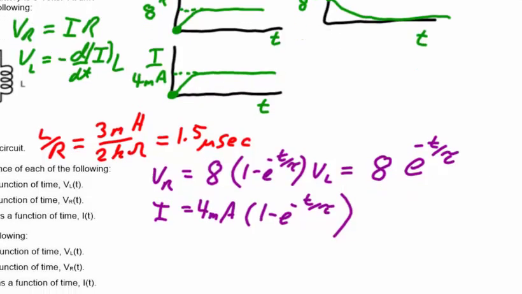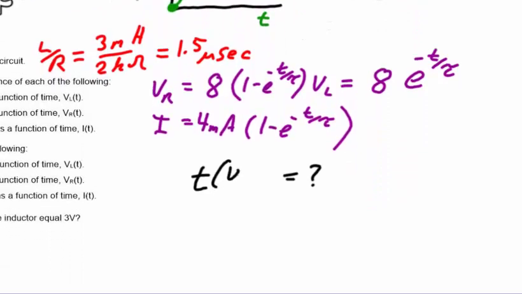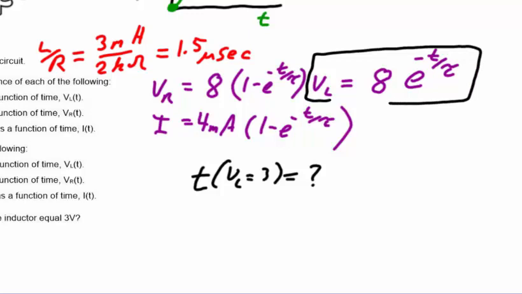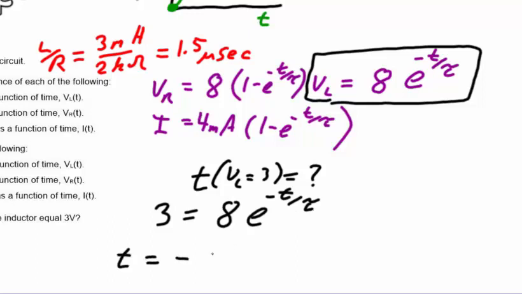Finally, we're asked at what time does the voltage on the inductor reach 3 volts, and in order to figure that out, we're going to need an equation that links the voltage on the inductor to the time t, and that one is given here. So plugging in the 3 volts into this formula, we're able to solve for the time required, which is going to be negative the time constant tau times the natural log of 3/8.